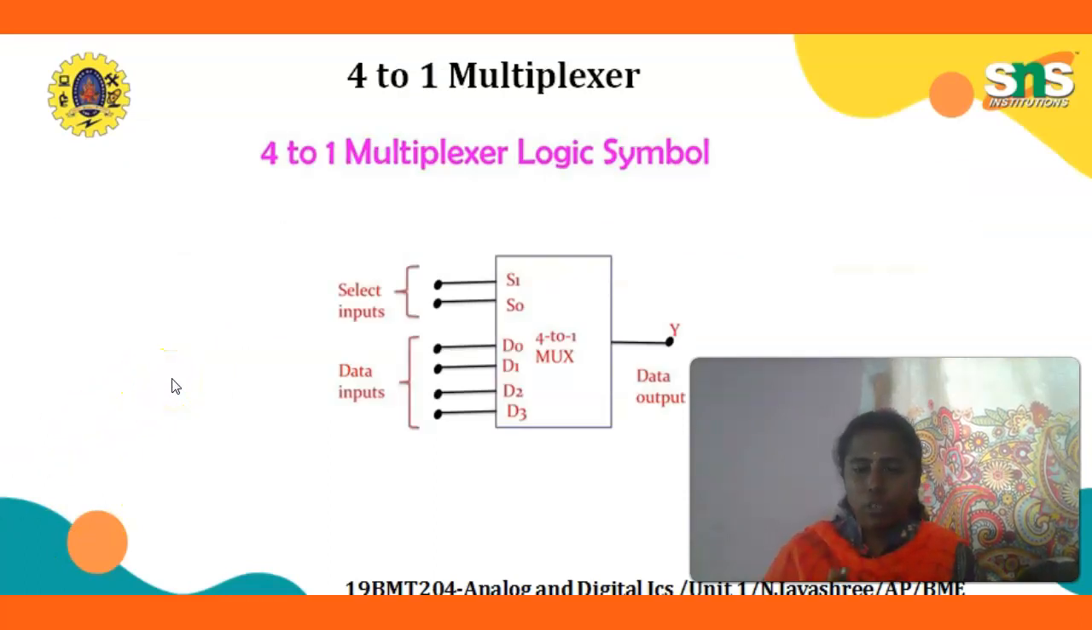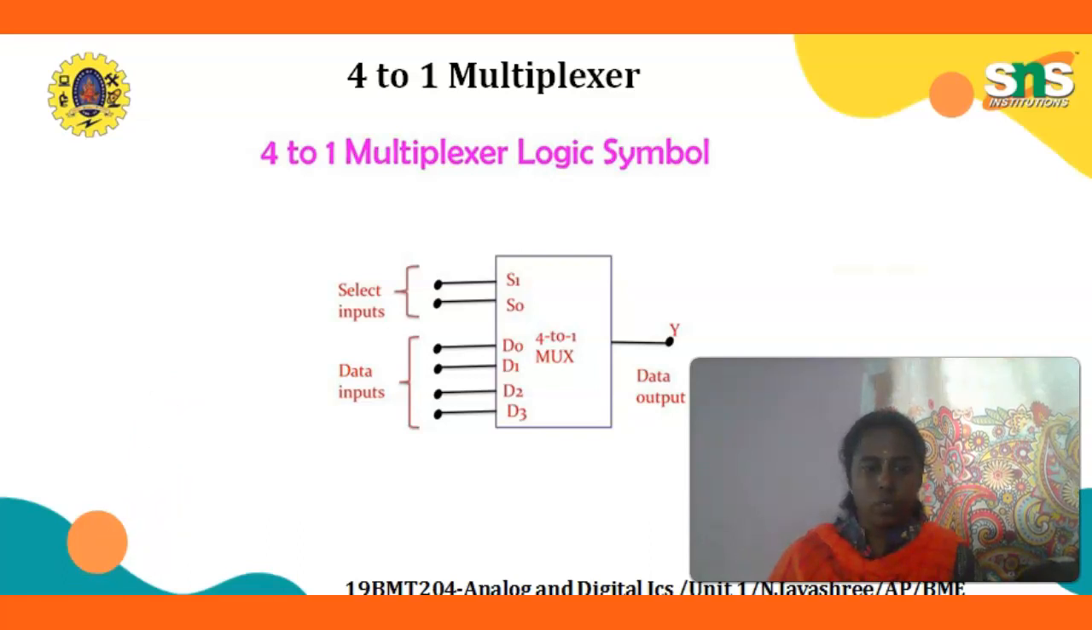This is the basic logic diagram, the logic symbol of the multiplexer. Here there are 2 select lines, namely S0 and S1, and 4 data inputs, D0, D1, D2, D3. So out of these 4 input lines, by using the 2 select lines, one is given as the data output. That is the 4 to 1 multiplexer. It has many input lines and 1 output line, and S0, S1 are the select lines.